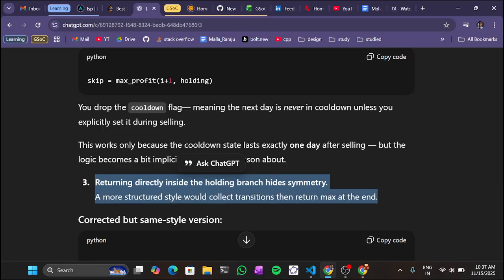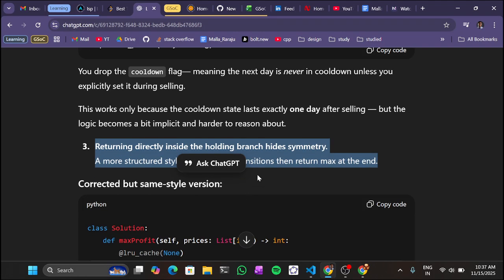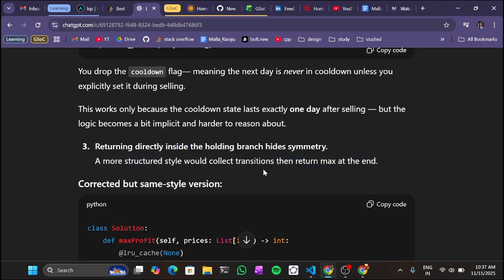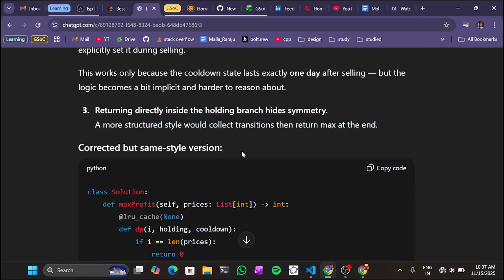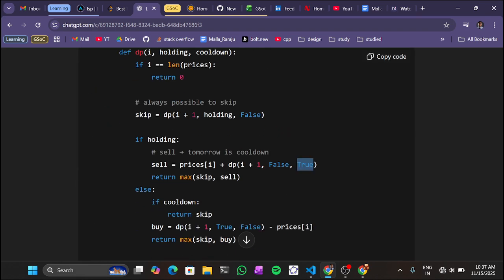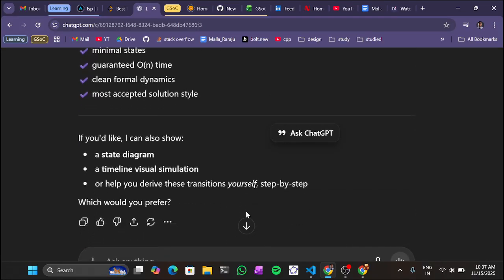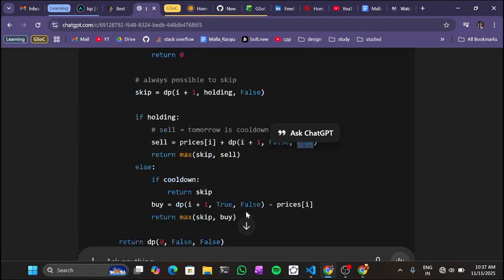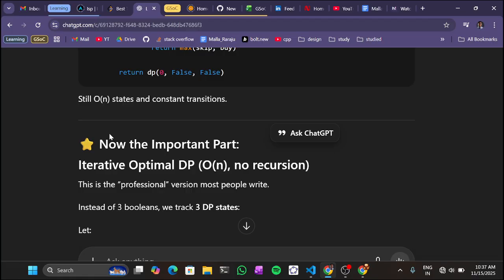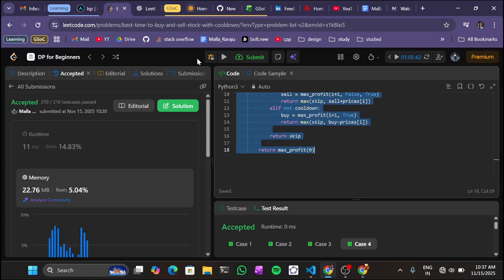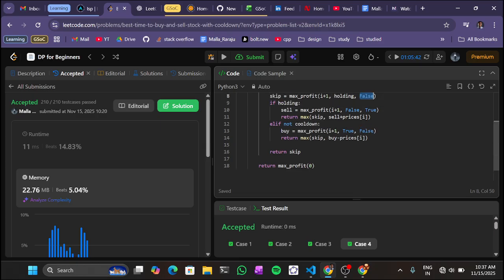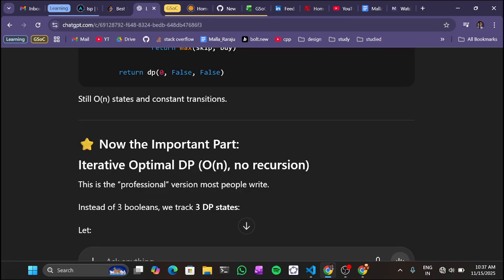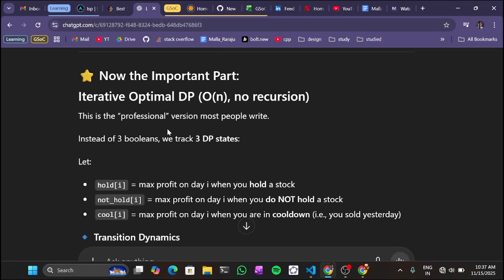Returning directly inside the holding branch and symmetry would collect then. Okay, this is not a problem. Now the important part, iterate to DP.